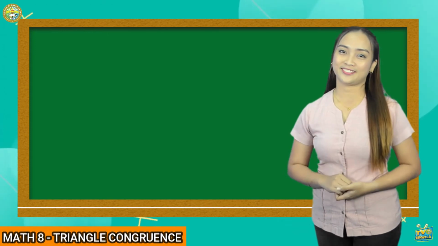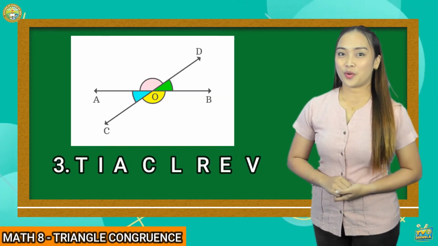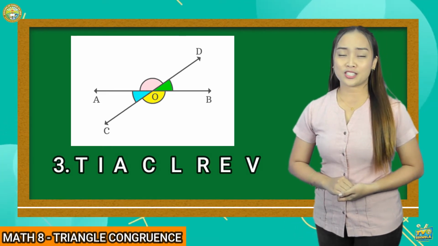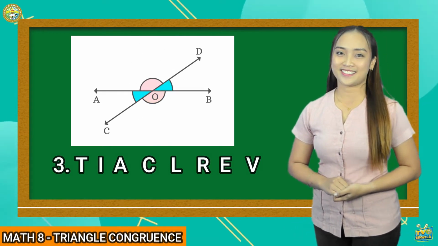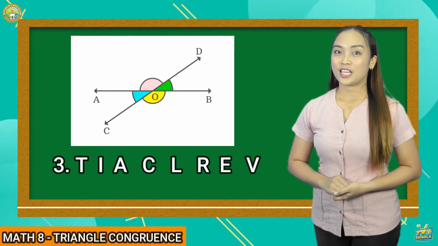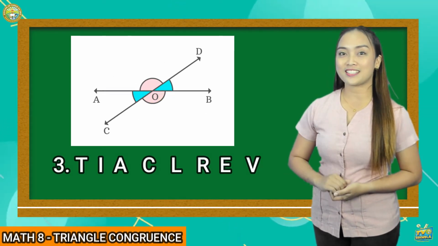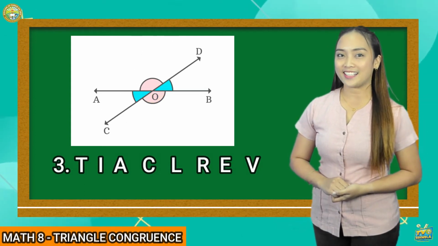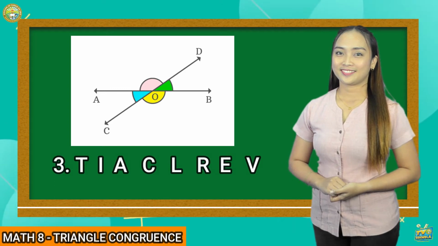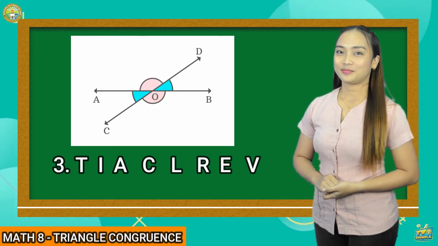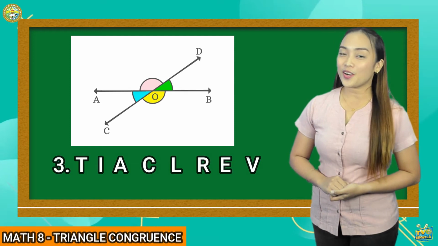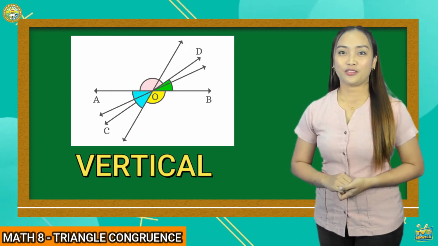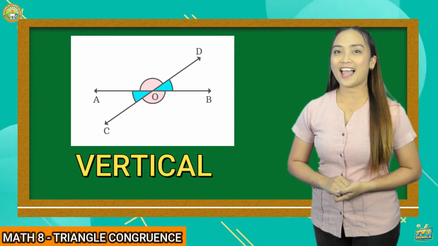Number 3. It refers to two adjacent angles formed by two intersecting lines. The correct word is vertical. Excellent. It refers to vertical angles.